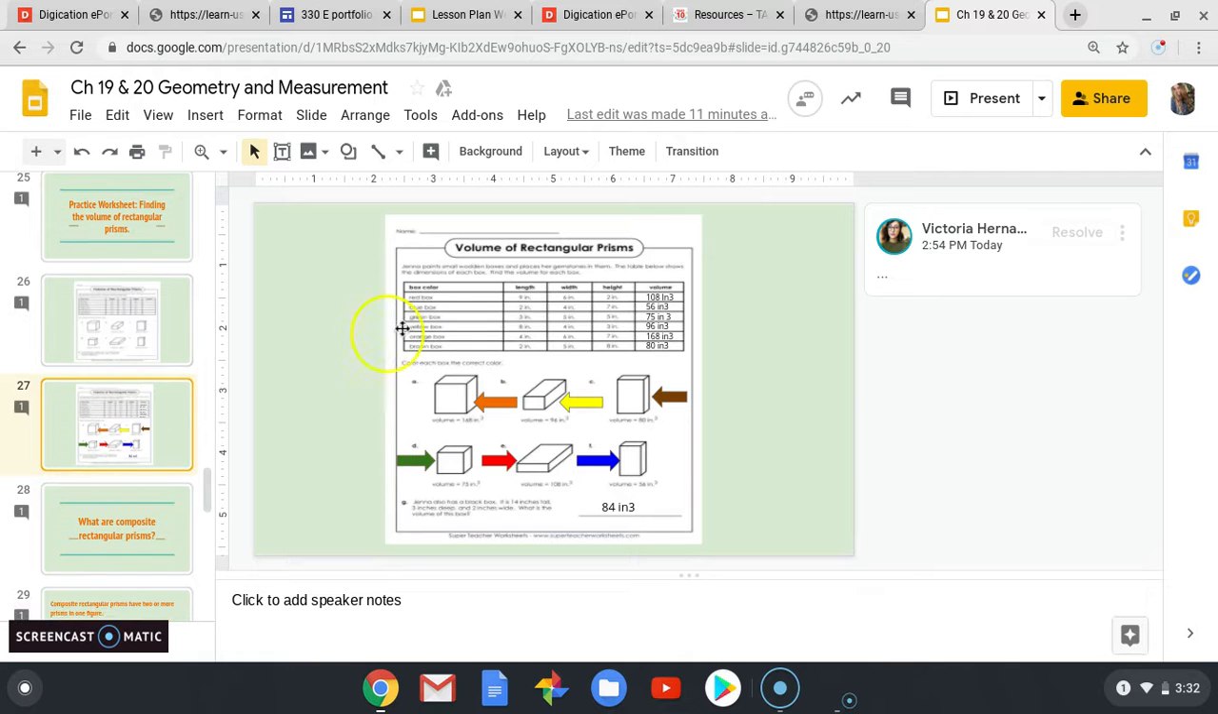It's important not to just copy, students, but actually see if you know how to solve them and make sure your multiplication is right as well, and make sure you're adding the right sides up, the length, width, and height. And after 10 minutes, we'll go over it together. I'll answer any questions.